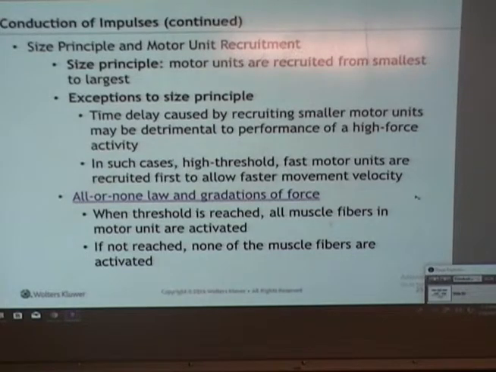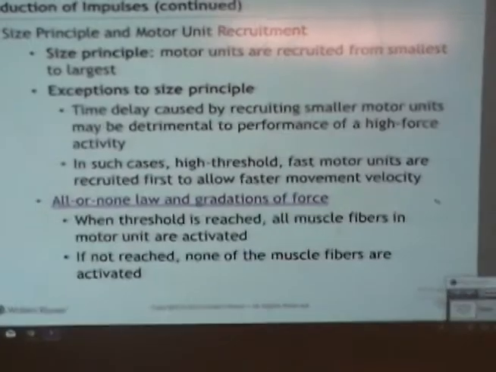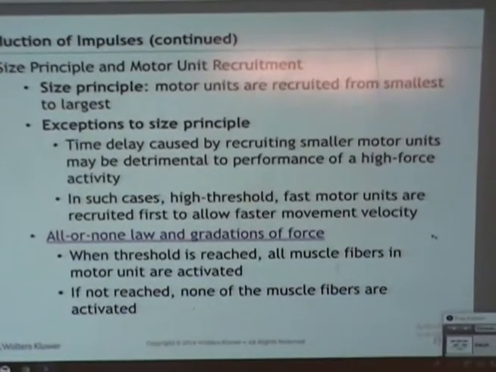If I look at a sprinter, 100-meter sprinters have big legs. Big, round quads and hamstrings. Because they're using predominantly their type 2s.